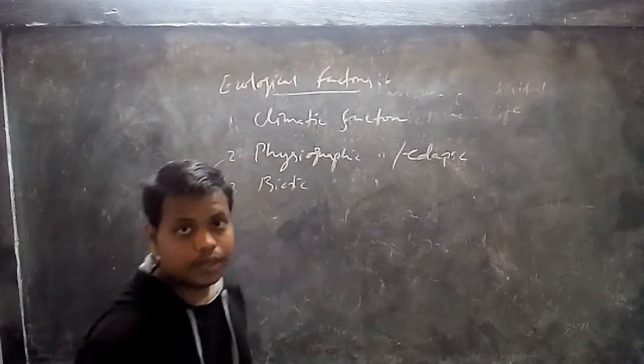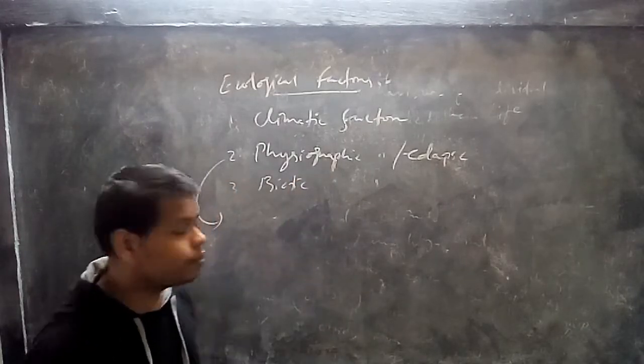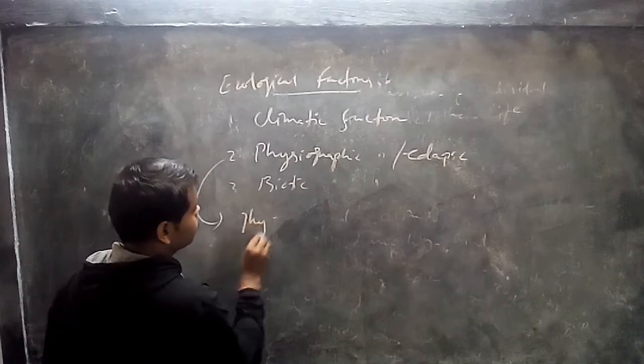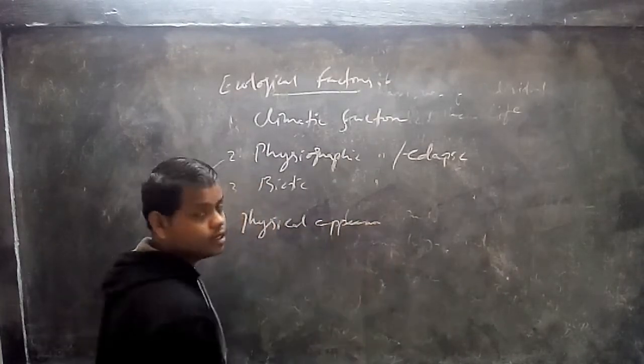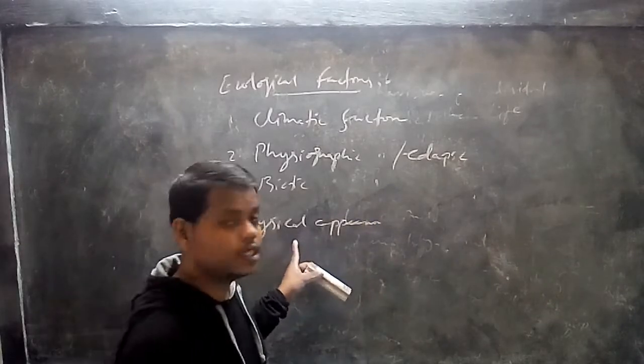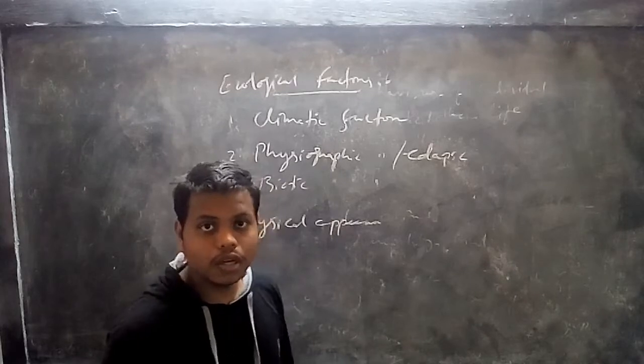Physiographic factor. What is the meaning of physiography? Physiographic refers to physical appearance, or the physical factors. It refers generally to the physical factors or physical appearance of the habitat or of the environment.